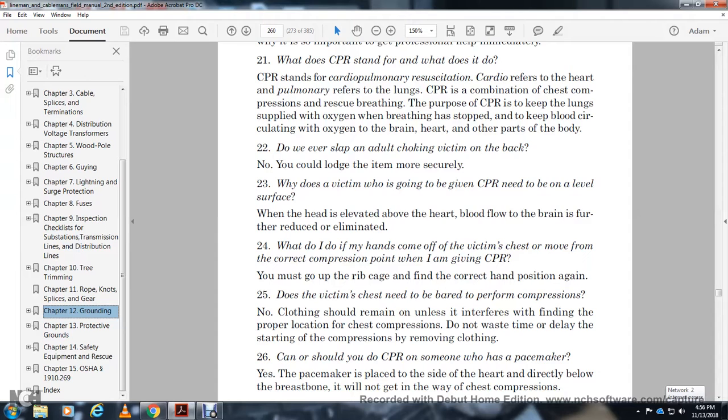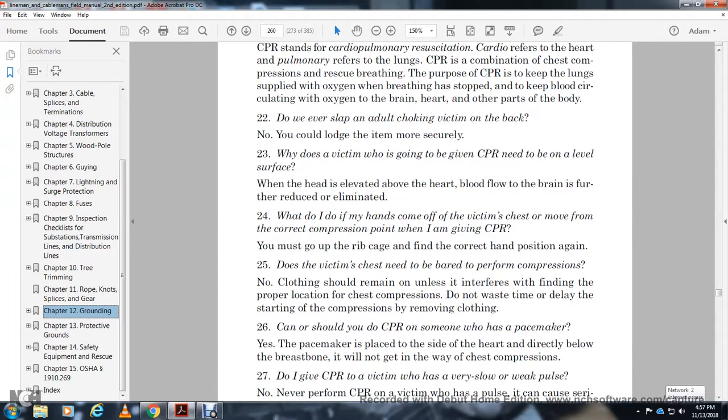give CPR to someone who has a pacemaker? Yes. The pacemaker is placed on the side of the chest, not directly below the breastbone. It will not get in the way of the chest compression.